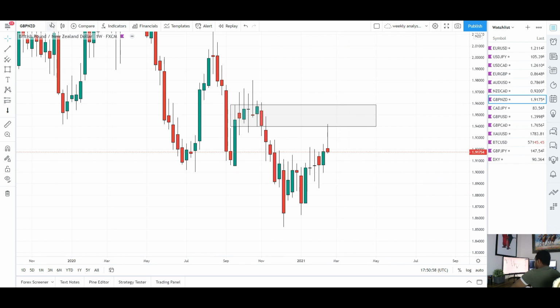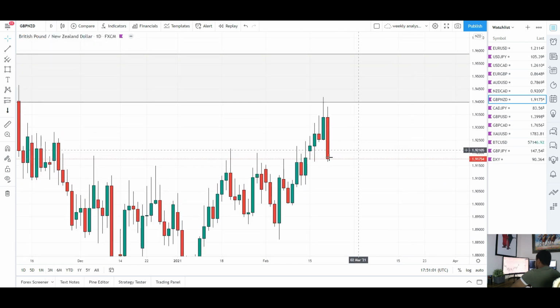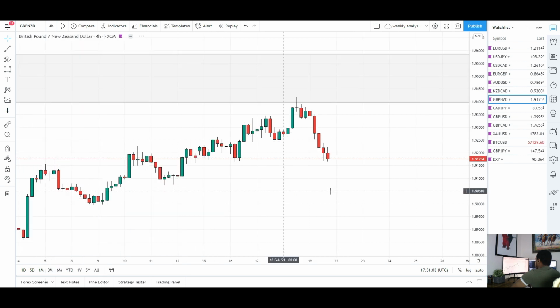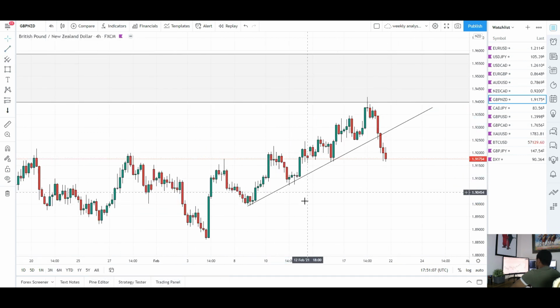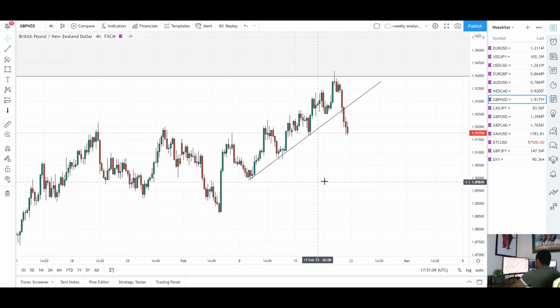So I think we're going to be seeing a nice move back to the downside for GBP, maybe tapping back into 1.9. Again, that's a nice area of support which we found on the 4H where we had that trend line. So again, if I draw it back in, I think we're going to see price come all the way back down to where we started here, or maybe even further.